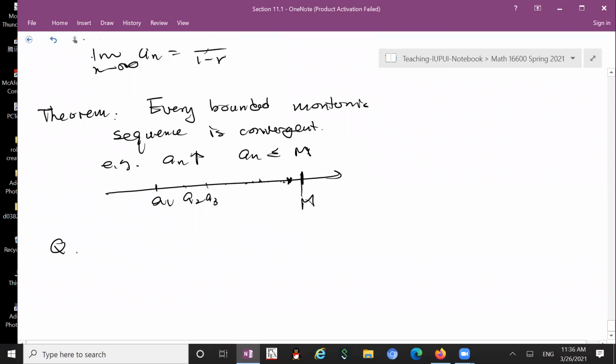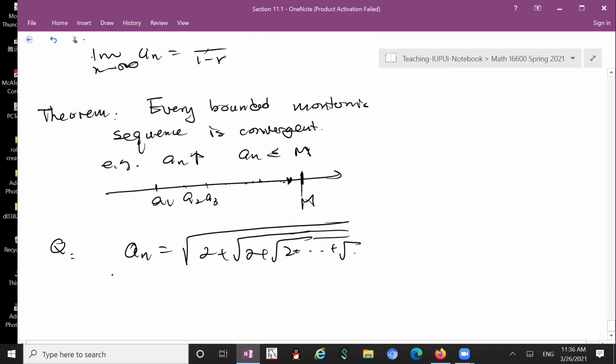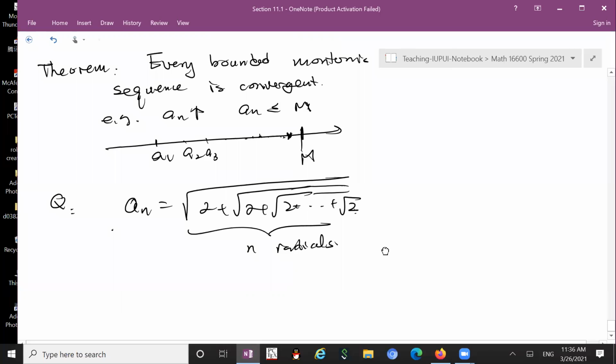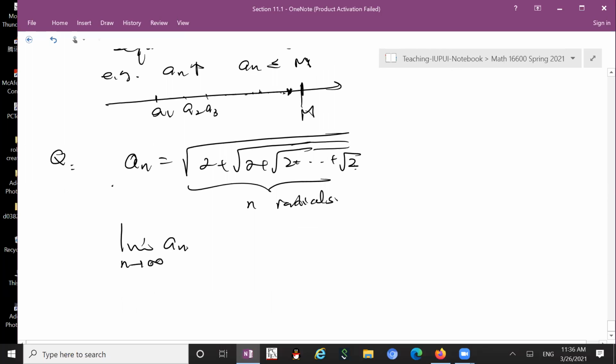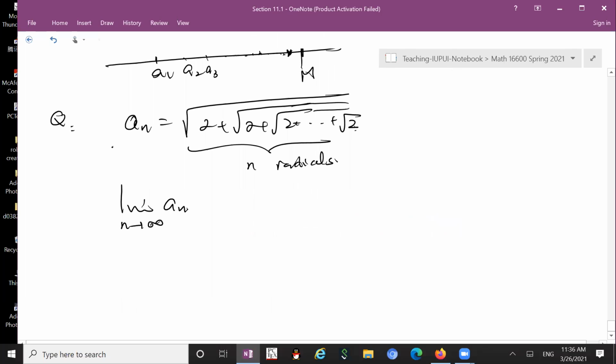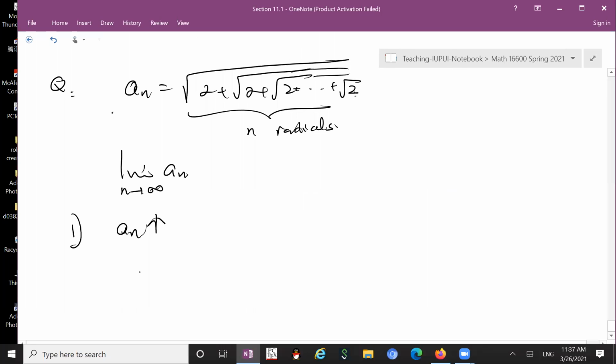So let's take a look at the following example. Okay, a n is going to be the square root of 2 plus the square root of 2 plus the square root of 2, keep it going. Okay, so n radicals. Okay, does it have a limit? Find the limit of a n. Okay. First of all, you see that there are two important facts you have to verify. First, a n is increasing. Why is it increasing? You just take a look at a1. a1 is the square root of 2.